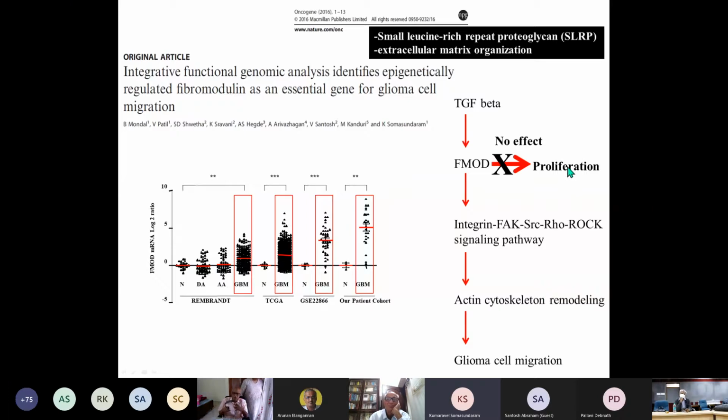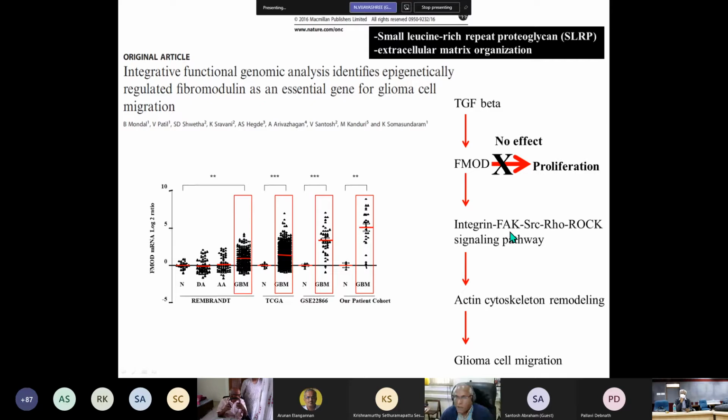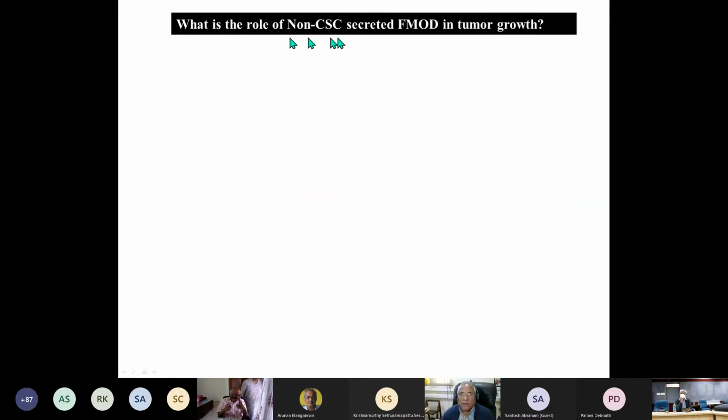Now our new findings show this particular protein is expressed only by the non-cancer stem cells and not by the stem cells. Okay, so it is our interest to find out what is the function of the fibromodulin, which is secreted only by the non-cancer stem cells. What is the role of non-cancer stem cell secreted FMOD in tumor growth? I'm only going to show you two experiments carried out using an animal model in detail, and no other experiment will I explain. Just to make you understand the finding, the function of this non-CSC secreted FMOD in tumor growth.